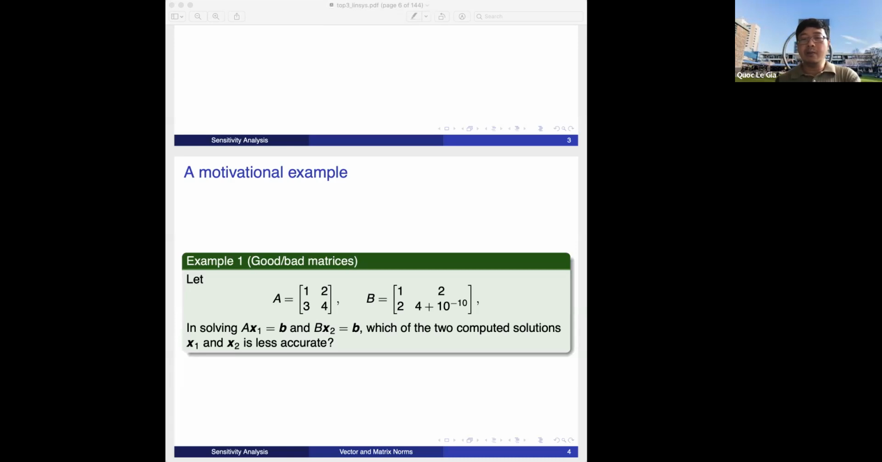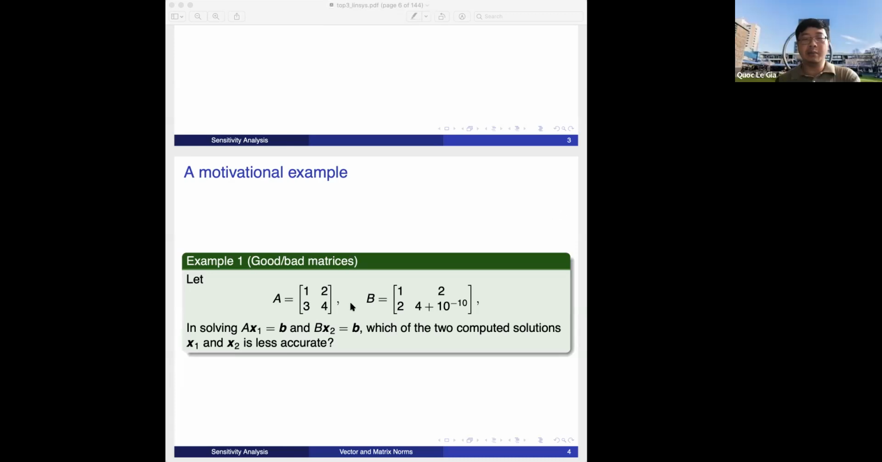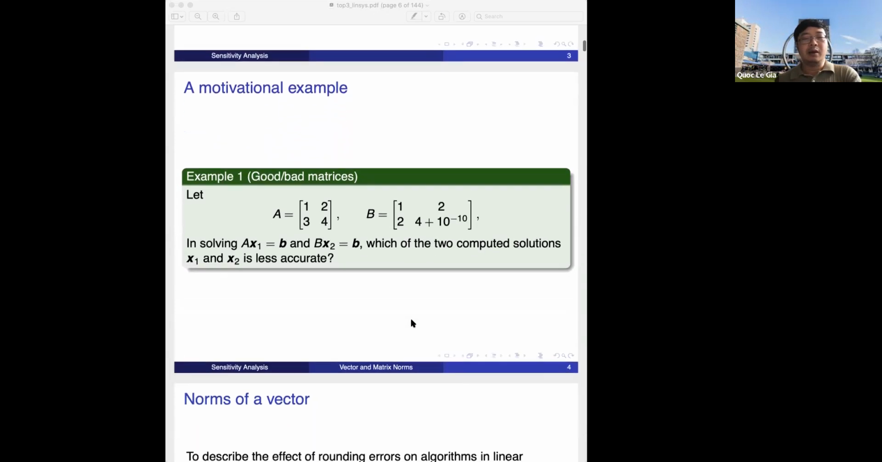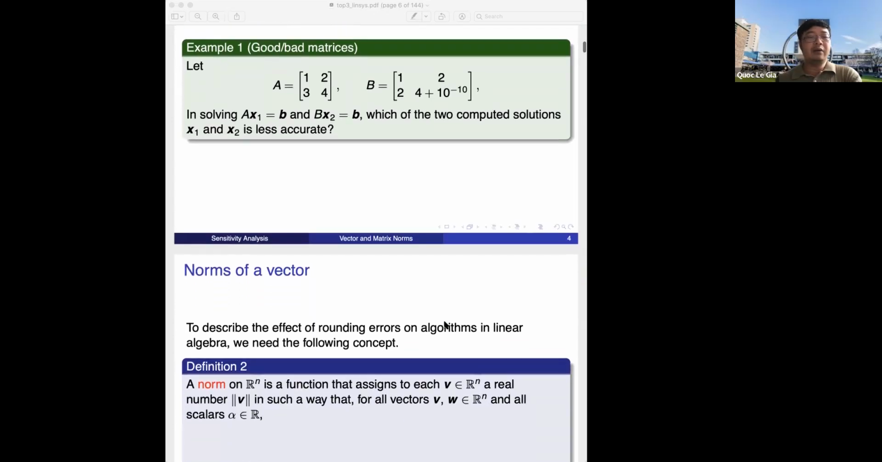The whole point is we don't have enough tools to say anything about the two matrices. You are given two matrices. You cannot say that because 10 to the minus 10 is a bad number, therefore B is a bad matrix. It's not a scientific conclusion, right? So somehow we need to be a bit more precise. Before we can make a precise statement, let me introduce some mathematical tools. First we have to define a norm.